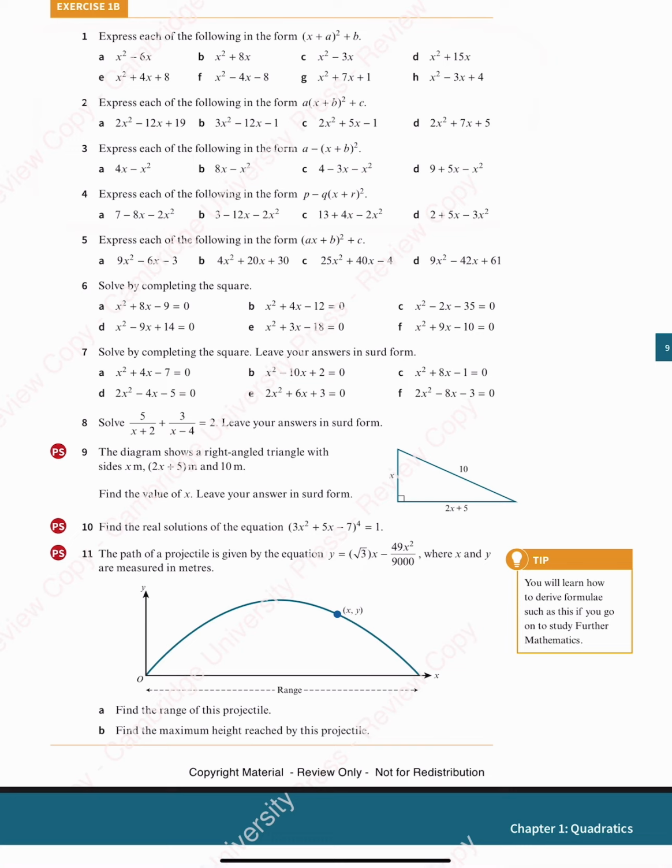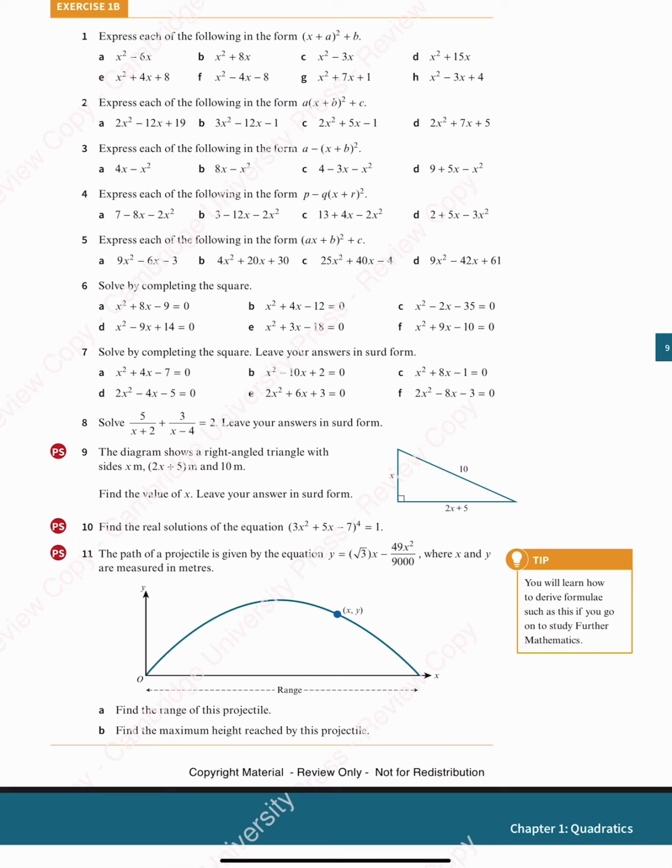Okay, the next question is express each of the following in the form AX. Now, this is inside, rather, it's outside. They have not taken it common. They are saying don't take the 9 as common and make it inside the square. Okay, so we'll solve one question out of these questions.